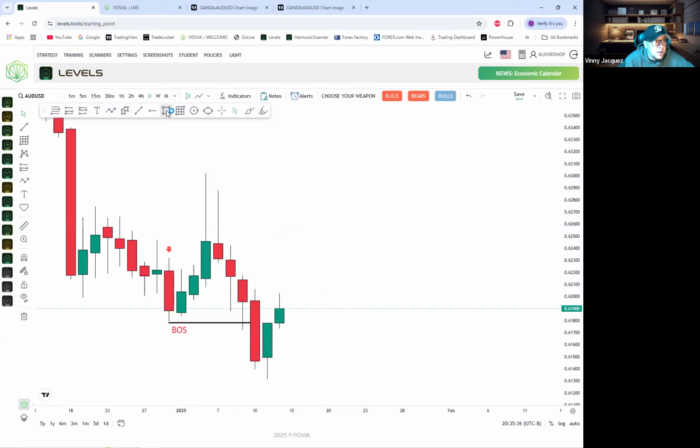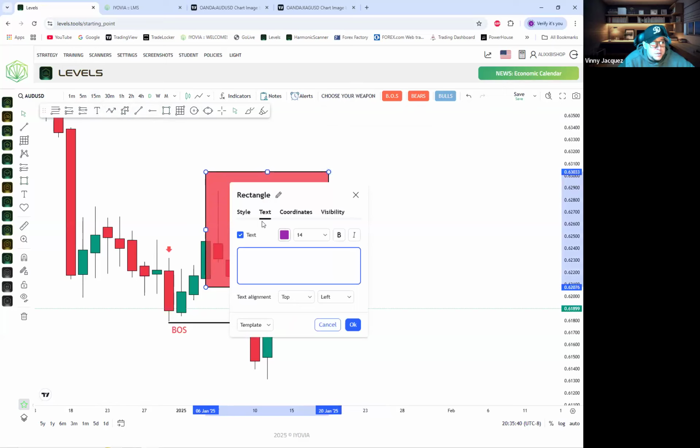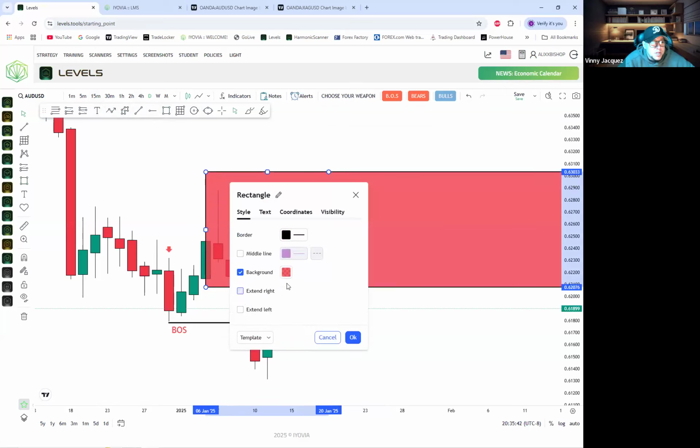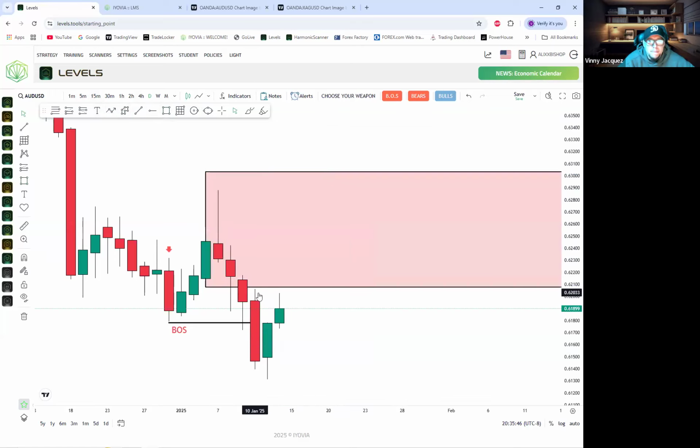Now this is a really big starting point here. So I would like to drop down to a lower time frame and see if we can minimize that a little bit. So let's go ahead and drop down to the 4 hour.